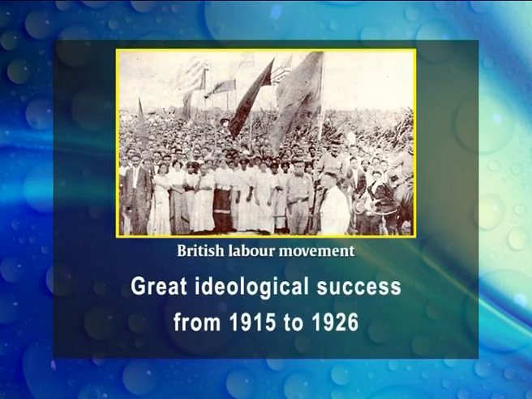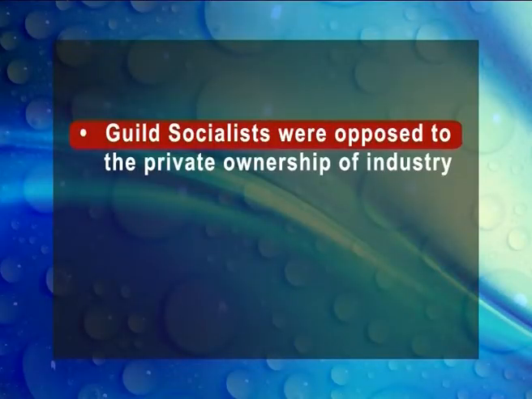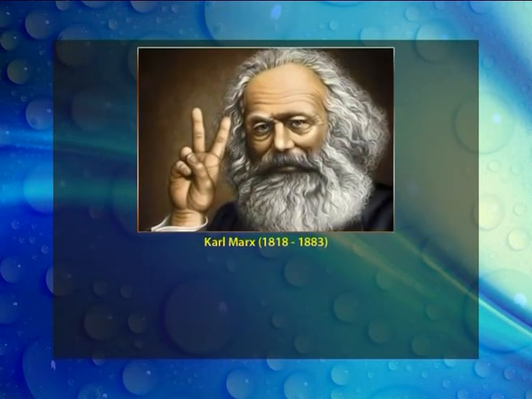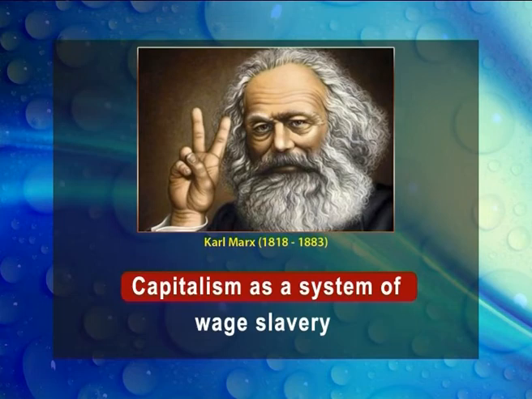To conclude, Guild Socialism emerged as a trend in the British labour movement which enjoyed great ideological success from 1915 to 1926. It's considered one of the forms of socialism. Guild Socialists were opposed to private ownership of industry and strongly supported the idea of public ownership. Like Karl Marx, they considered capitalism as a system of wage slavery which turns individuals into commodities who are purchased and owned through market exchange.